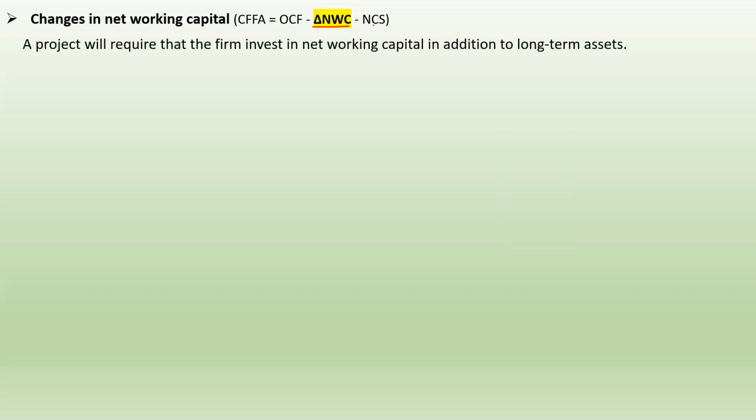So the first is changes in net working capital. We know that cash flow from assets equals operating cash flow minus changes in net working capital minus net capital spending. Net capital spending is really easy to understand because you spend some money to buy fixed assets. Some people may ask, why should we include the changes in net working capital in the calculation? In chapter 9, we briefly mentioned that changes in net working capital is basically the cash that we use to acquire current assets, short-term assets.